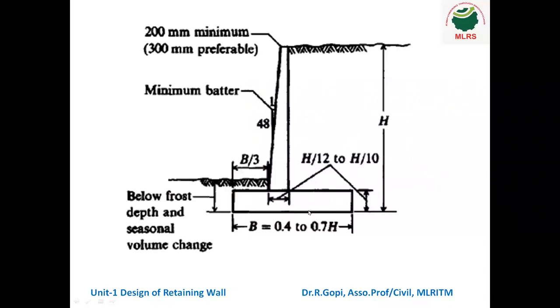These are all the dimensions required for the retaining wall. You can see here, top of the stem, minimum 200 mm required. And the bottom of the stem should be H by 12 to H by 10. H is the overall height of the cantilever type retaining wall. And B is equal to 0.4 to 0.7 H. The toe width is B by 3, one third of B. And the angle beta is less than around 10 degree. So these are all the components of the cantilever type retaining wall.